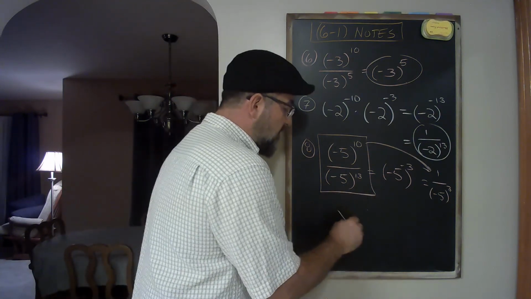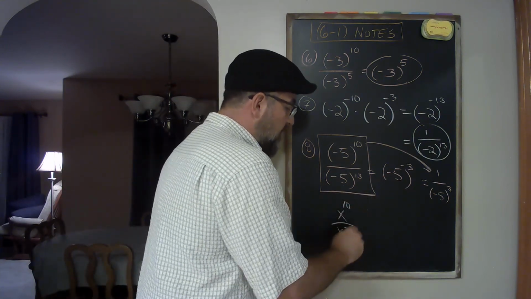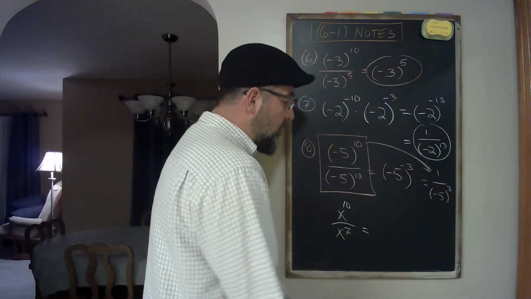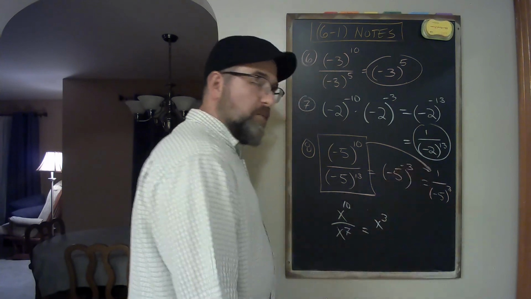So like what I'm saying is, if I saw x to the 10th over x to the 7th, where do I have more x's? Up top. How many more? I have 3 more up top. So I just end up with x to the 3rd.